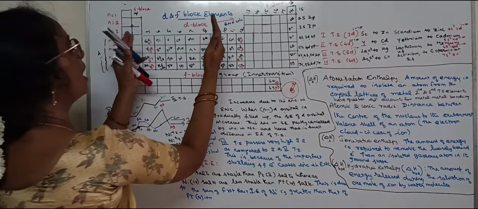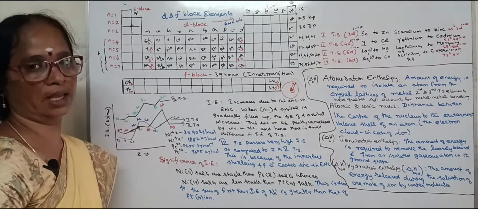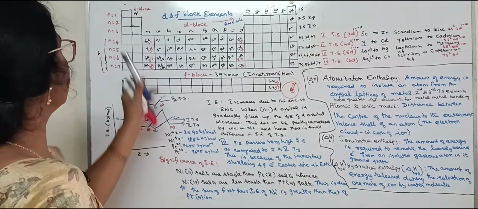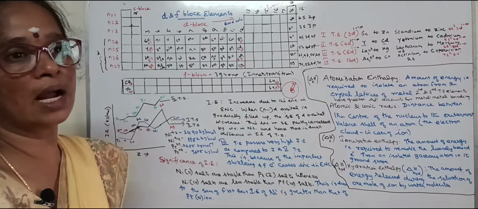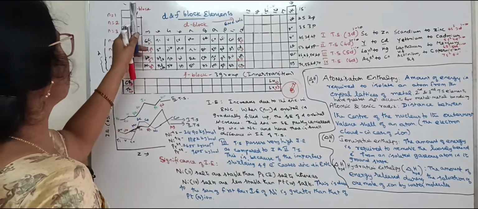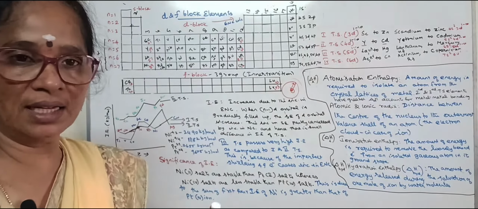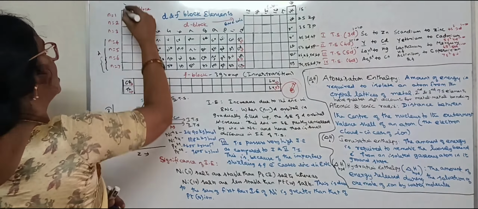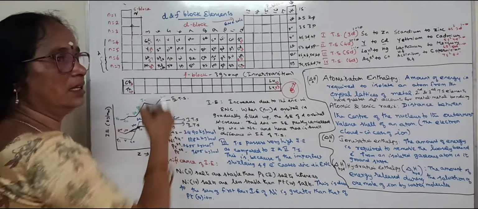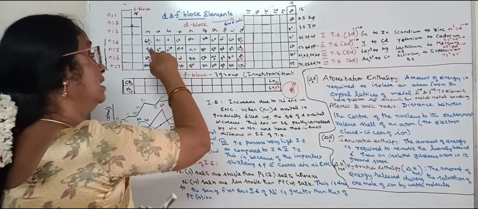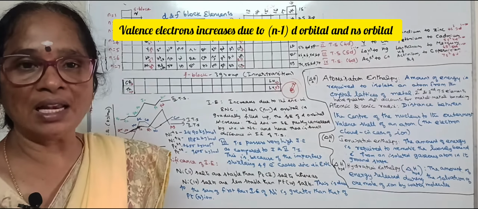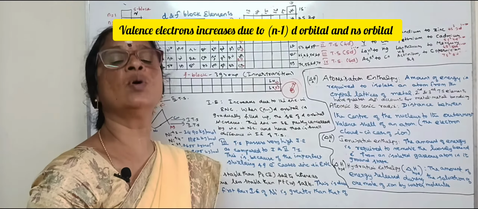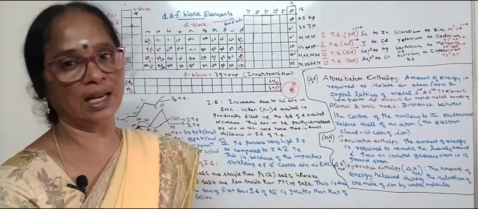So what about the ionization enthalpy of d block elements? The d block elements lie in between s block and p block. But s block elements can form either a positive ion or a dipositive ion only, because they have one electron or two electrons in the valence shell. But in this case the number of valence electrons increases. Anyhow we can remove up to a maximum of 3 electrons only.